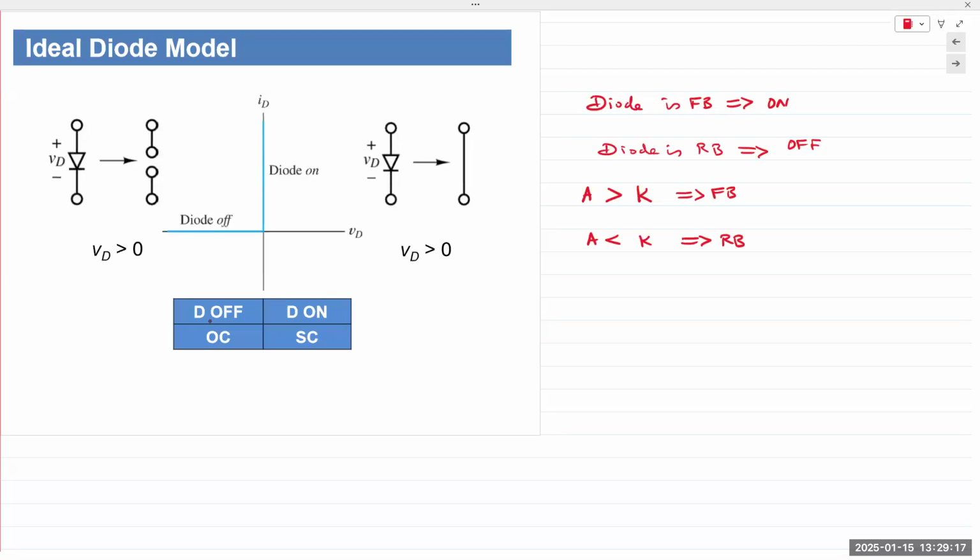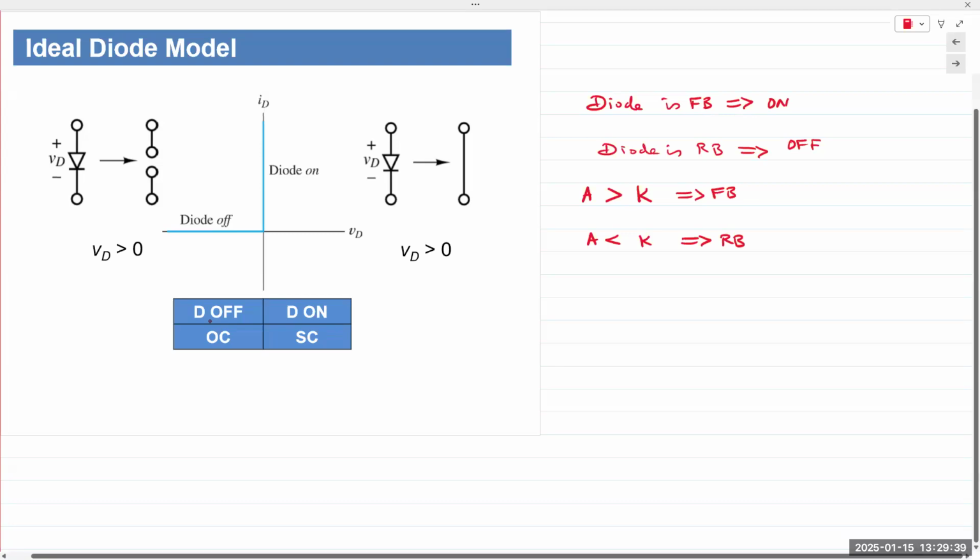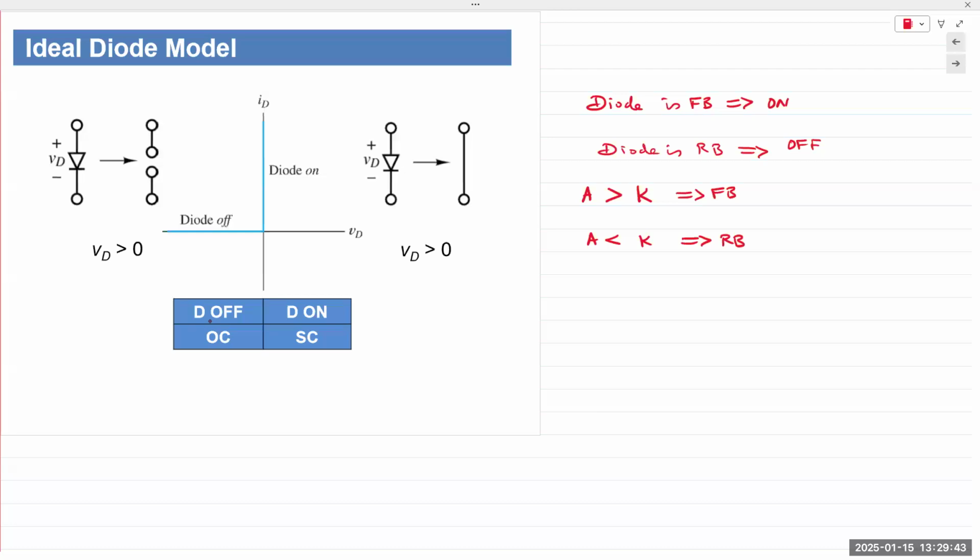Always think in terms of measurement. If you have a meter, positive always goes to anode, negative always goes to cathode. That's the reference. That's diode voltage VD. Same thing for ID. You would break the circuit and connect the positive terminal, with current flowing from anode to cathode. That's always the reference for current.